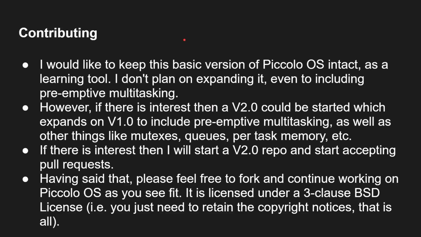Now, let's just talk quickly in closing about contributing. I would like to keep the basic version of Piccolo OS intact as it is, as a learning tool, so that people can watch this video, find that source code there, and it all matches up. I don't plan on expanding that, including to add preemptive multitasking. However, if there is an interest, then a V2 could be started, which expands on V1 and includes things like preemptive multitasking, as well as other things like mutexes, queues, and so on. If that does happen, then I will create a V2 repo and start accepting pull requests. It may not happen. I don't know whether people are going to be interested in this or not. If it does, we will. If we don't, it's fine. This video is here and talks about V1.